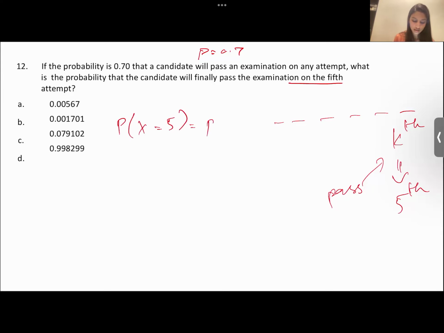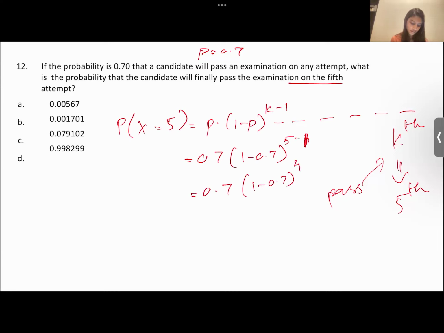So we saw that the geometric distribution is p into 1 minus p power k minus 1, right? So you just substitute the values here. P is 0.7, 1 minus 0.7, k is 5, 5 minus 1, so 4. So basically, probability of success into probability of failure to the power of the number of failures. So this will give you the answer.